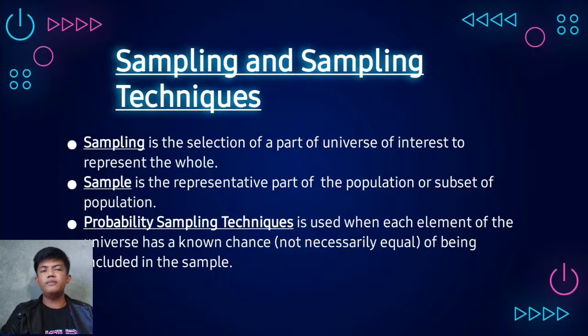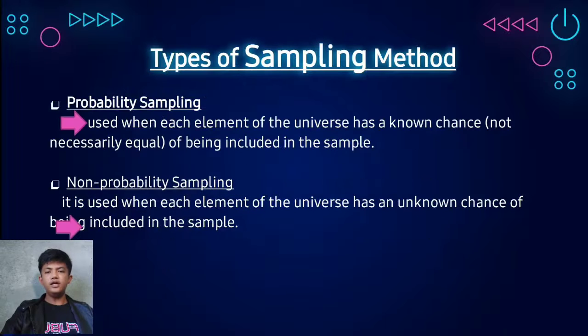Okay, the next is probability sampling techniques. It is used when each element of the universe has a known chance, not necessarily equal, of being included in the sample. This is the technique when you are getting the data of the population. Okay, next. Types of sampling method: probability sampling and non-probability sampling. Probability sampling is used when each element of the universe has a known chance, not necessarily equal, of being included in the sample.